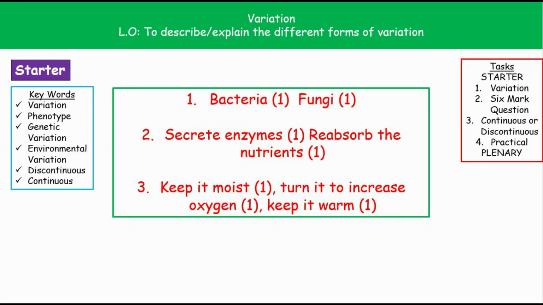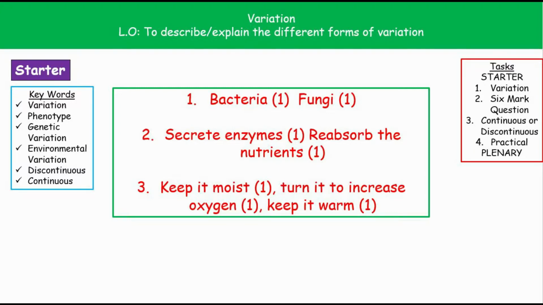Okay, let's go through those answers then. So for question one, the two types of decomposer are bacteria and fungi. So 1 mark for each of those you got right. The way that saprophytes actually feed then is that they secrete enzymes, 1 mark, and then they reabsorb the nutrients once they've been digested outside of that body. So 2nd mark there. So 1st mark, they secrete the enzymes onto the surface of the dead material. That then breaks it down and they reabsorb the nutrients.